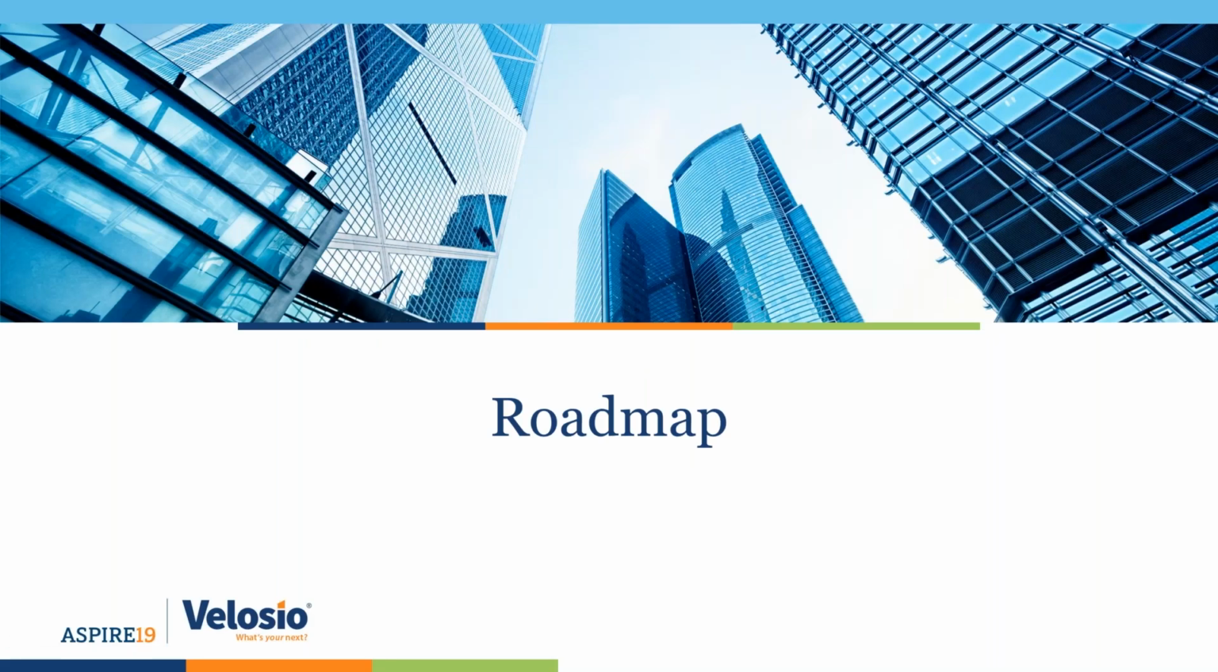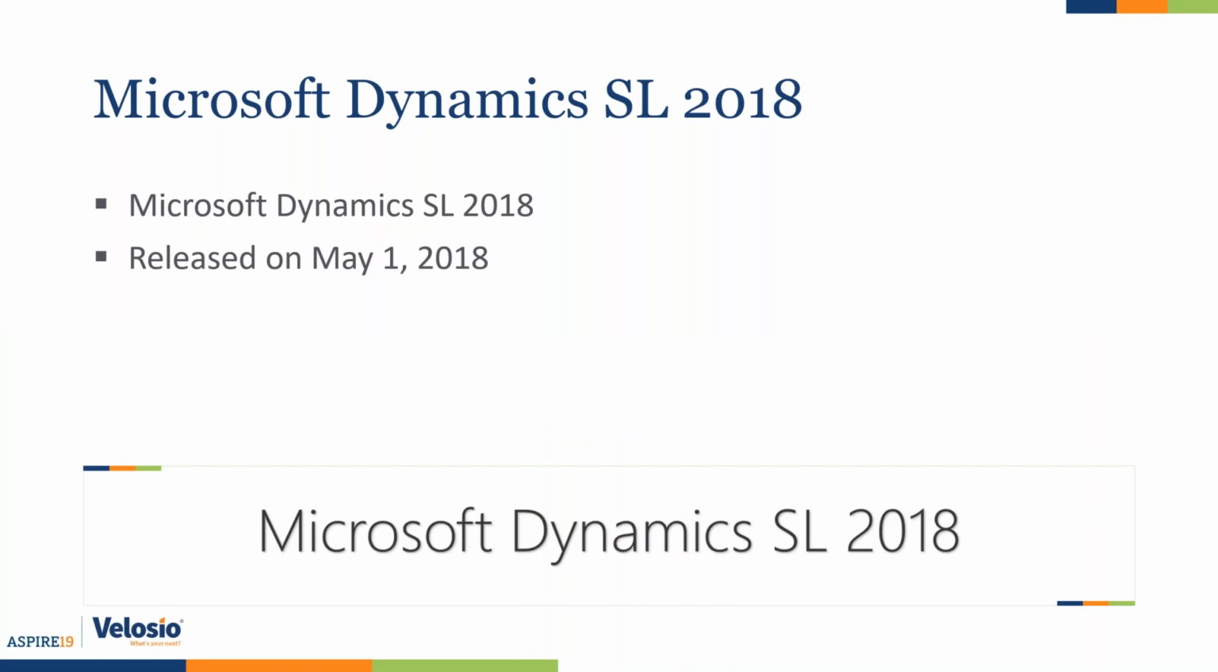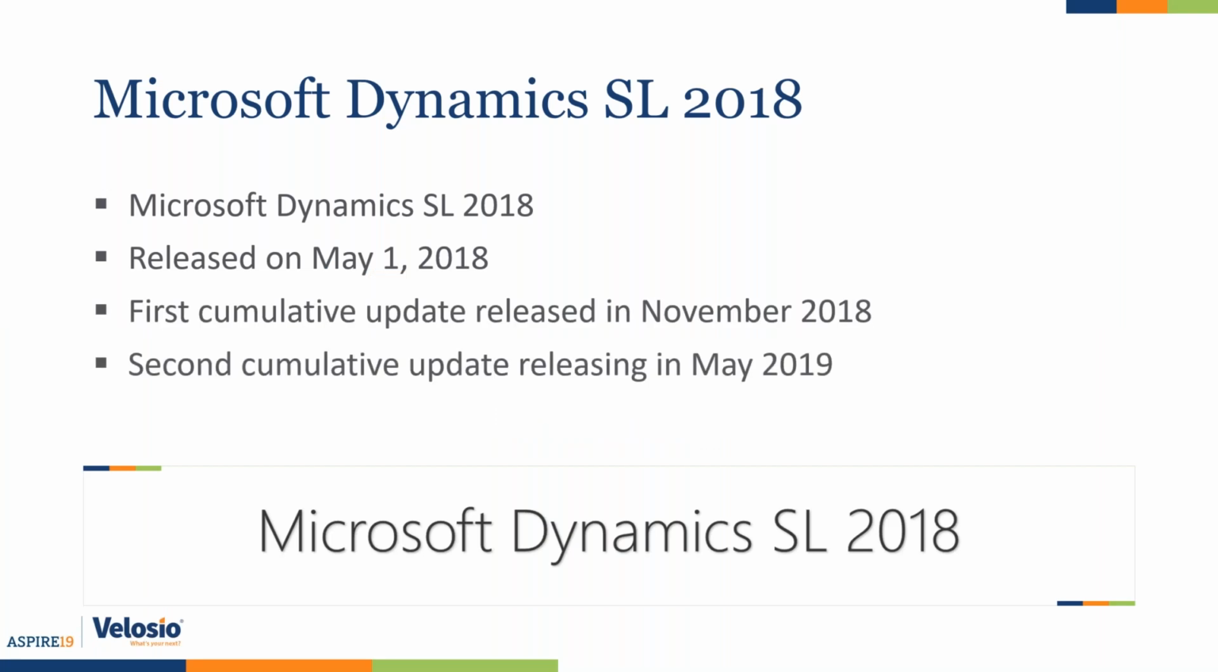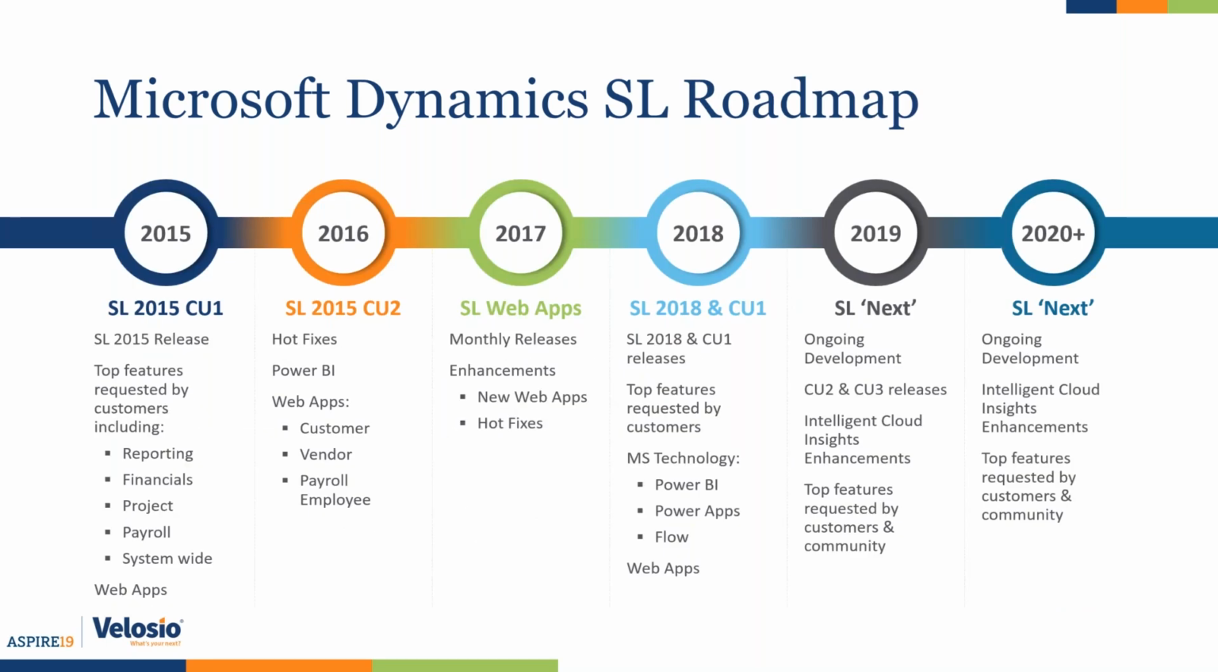As far as a roadmap, as you guys know, the first release came out in May of 2018. The first cumulative update was in November. The next one was in May. We're getting ready for the third cumulative update coming in Q4, and we'll continue with one next year as well. So we're continuing to invest in SL features, as well as those Power Apps features. And here's the current roadmap.